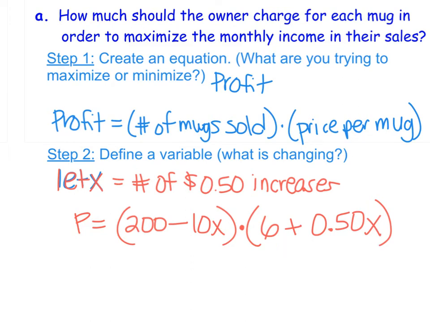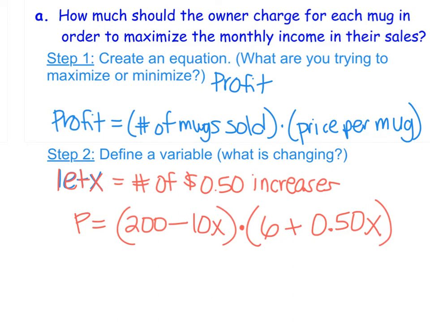So if he increases the price once, then x is equal to 1, so that means he's adding 50 cents to $6, so the price per mug is $6.50. If he increases the price twice, then x will equal 2, and 2 times 50 cents is a $1 increase, which means the price per mug is $7. And you would times that by, if it was twice increase, 180 to get your total profit. So this is our equation.